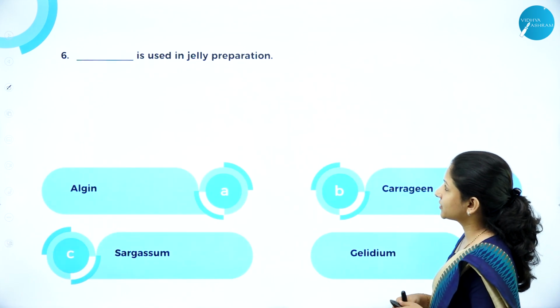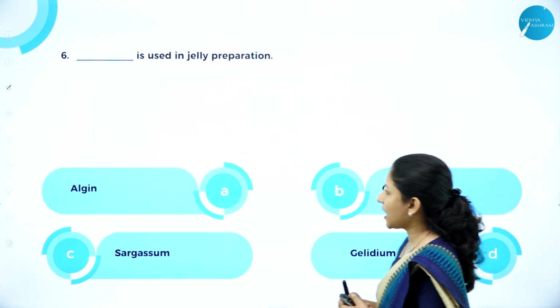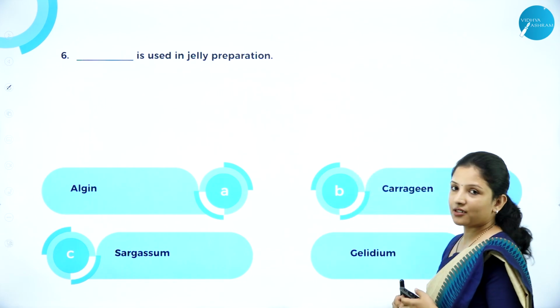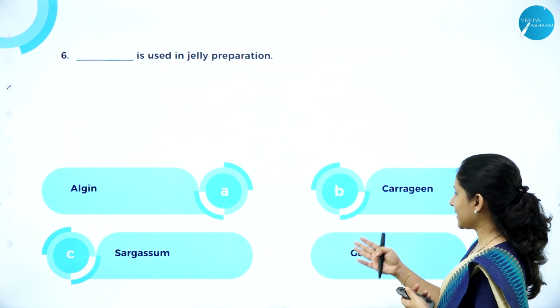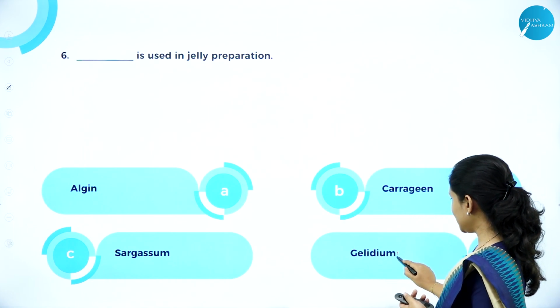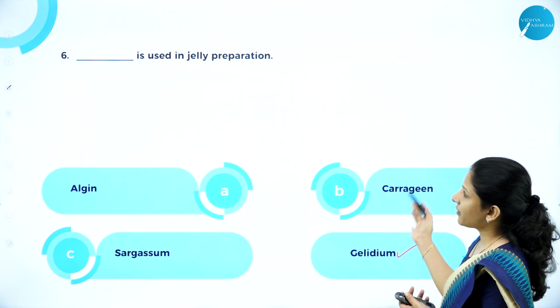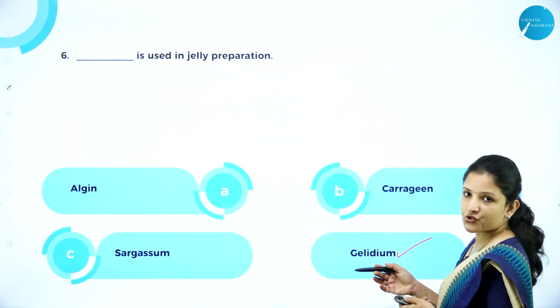Okay, dash is used in jelly preparation. So is it algin? No, algin is a hydrocolloid, not that. Is it keratin? Is it Sargassum? Is it Gelidium? So it is Gelidium, because from Gelidium agar is got, so that can be used in jelly preparation.